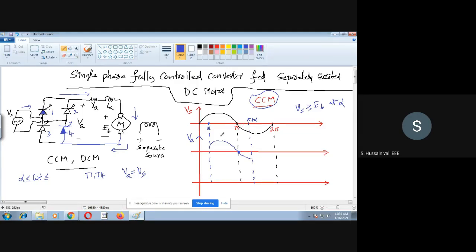At pi plus alpha you trigger 2 and 3. Here the assumption we have taken is that 1 and 4 will conduct till pi plus alpha. Why we are taking this assumption is that this conduction mode is a continuous conduction mode. Continuous conduction mode means the current in the inductor, in the armature, never becomes zero. So when it never becomes zero and that current is definitely flowing through 1 and 4, the output voltage is negative. So this will continue.